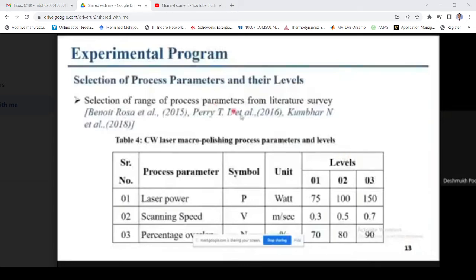Next is the selection of process parameters and their levels. The range of process parameters is selected from the literature survey. There are a few researchers who have given the typical threshold range of these components. So the process parameters and their levels are selected as shown in Table 4.